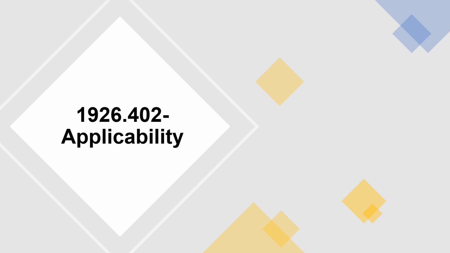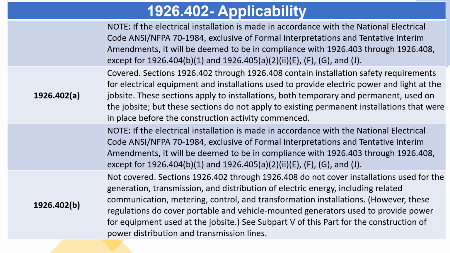1926.402, Applicability. Note, if the electrical installation is made in accordance with the National Electrical Code ANSI/NFPA 70-1984, exclusive of formal interpretations and tentative interim amendments, it will be deemed to be in compliance with 1926.403 through 1926.408, except for 1926.404(B)(1), and 1926.405(A)(2)(ii)(E), (F), (G), and (J).